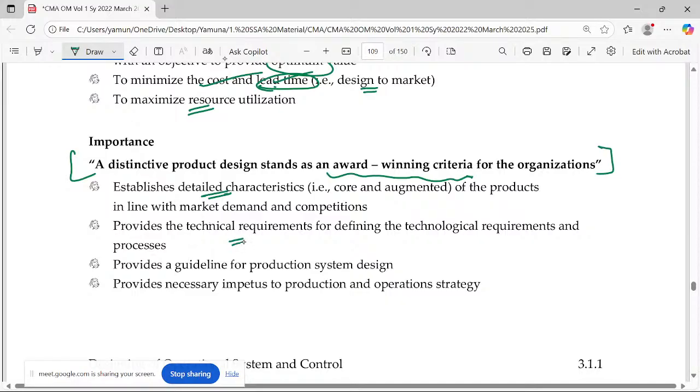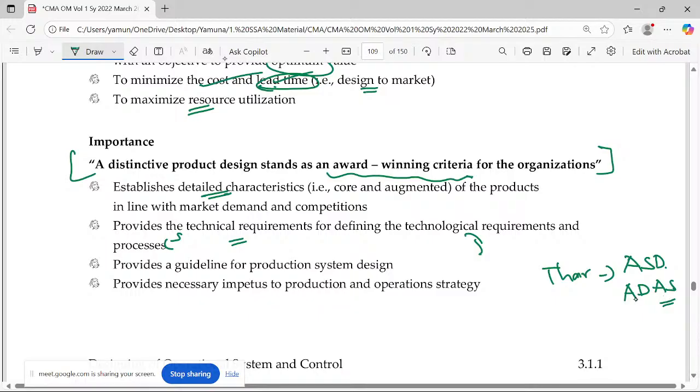Provides the technical requirements. So, what are the technical requirements and what are the processes involved in this? Probably if you talk about the Thar, it comes with ADAS, something like that. I don't get that expansion. Automated driver assistance system, I think. Okay, maybe.